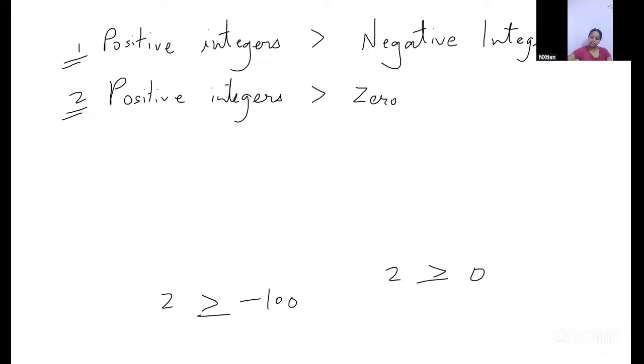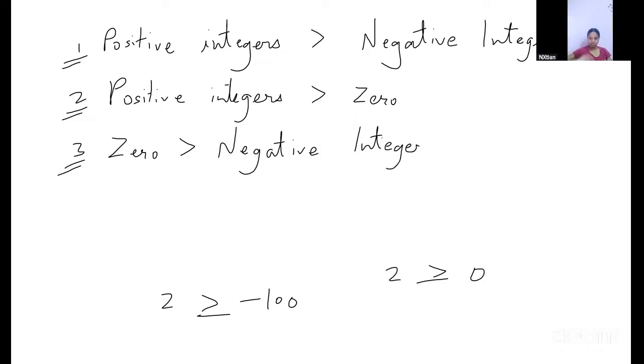Then the third one says that 0 is greater than all negative integers. If I write 0 and minus 100, which one will be greater again? 0.